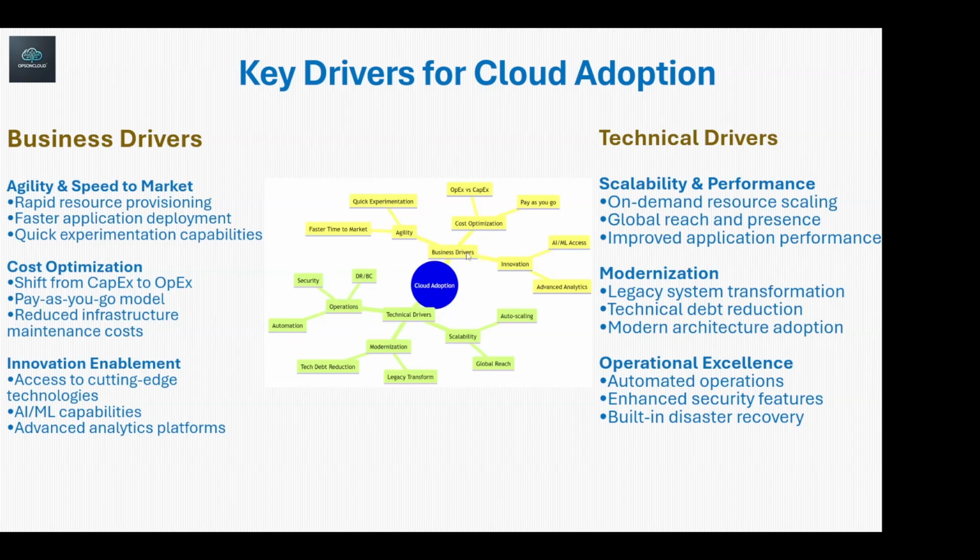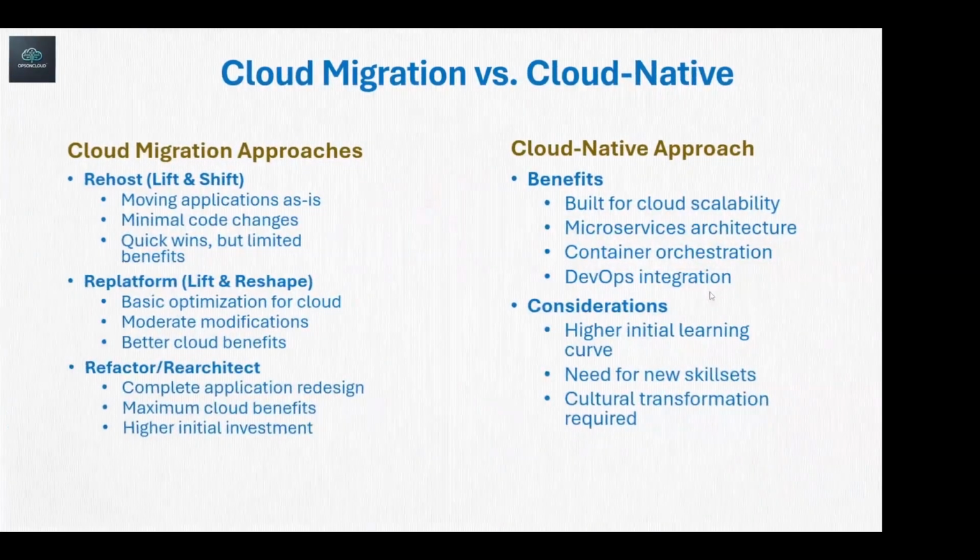If you see the mind map kind of thing here, the yellow marked text are the technical drivers, both are equally important, and the green marked text would be the business drivers, right? Together, these drivers can transform how businesses operate, enabling faster growth and innovation. So, moving on, now let's look at cloud migration versus a cloud native approach.